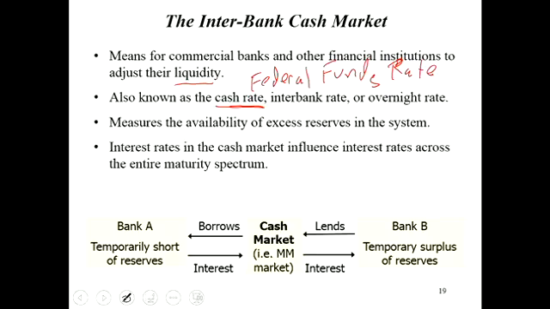And so, that diagram, bottom, temporary. We're talking often in terms of a few hours. You get short, you borrow for a few hours. If you have a temporary surplus, again, you may only have surplus for a few hours, but you can lend it in this market and earn a little bit of interest. Okay, any questions on that before we move on to repurchase agreements?